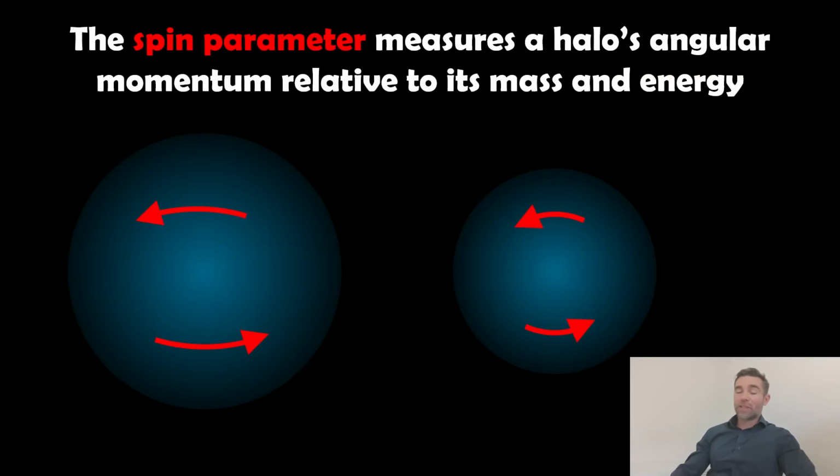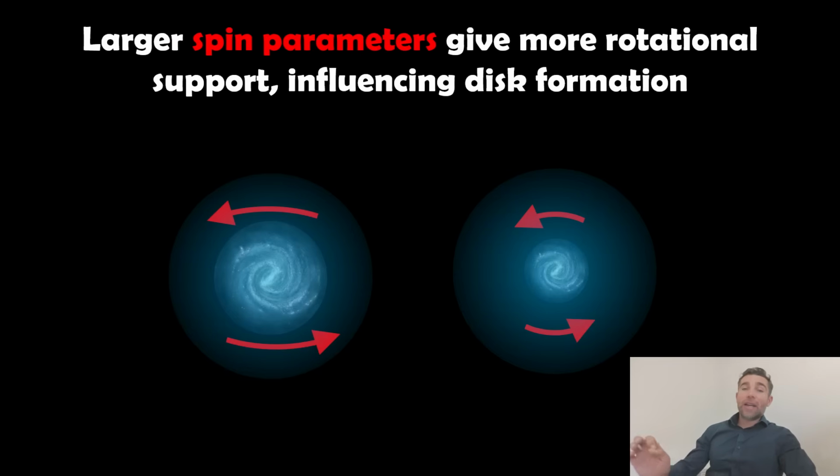So then, back to the spin parameter. The spin parameter is going to measure the halo's angular momentum relative to its mass and its energy. So some are going to have high spin parameters, some are going to have low, and again it's going to be quite important for understanding the galaxy at the centre of that, how that evolves and forms and goes about its lifetime, really. So if we have a larger spin parameter, it's going to be more rotationally supported, and that's going to influence the disk formation.